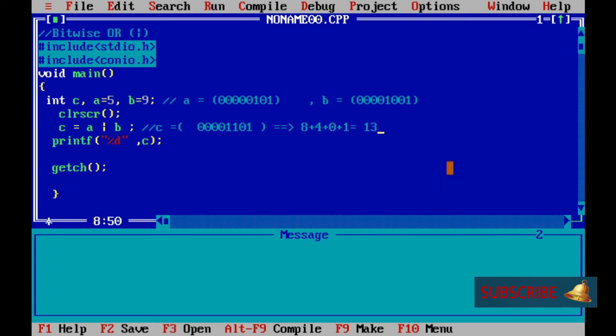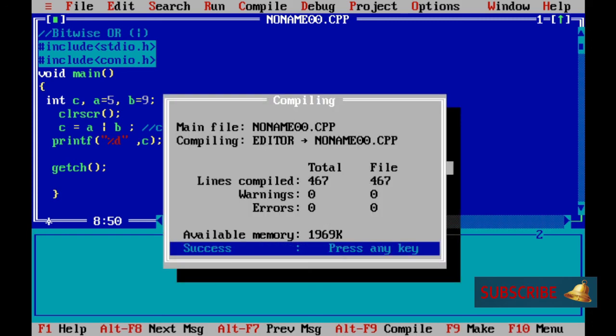So the desired result has to be 13 itself. So let's see. No error here, and now we are getting 13.